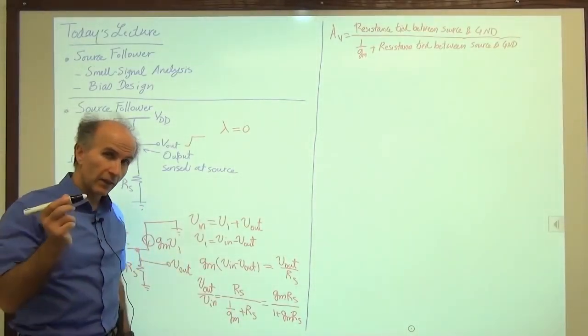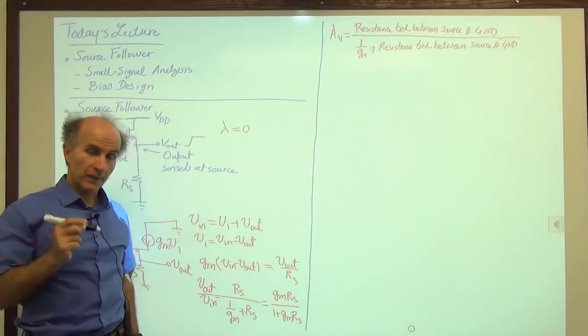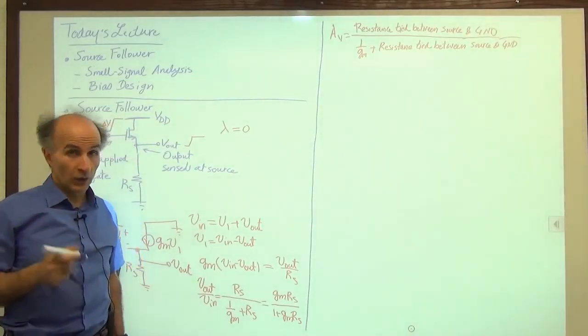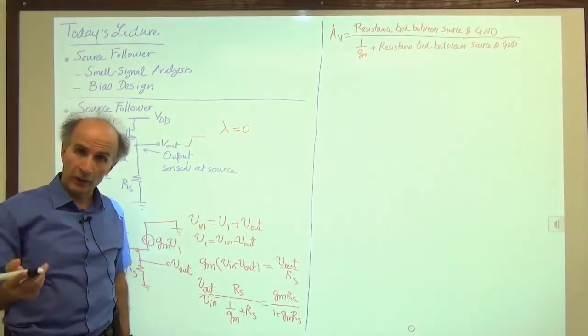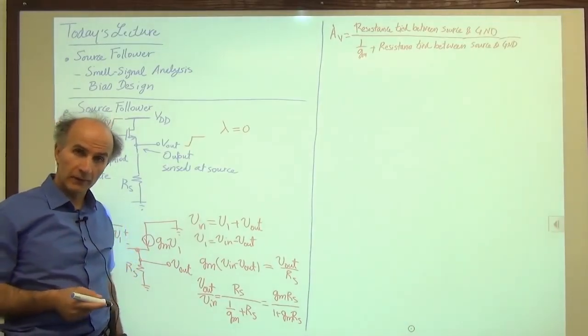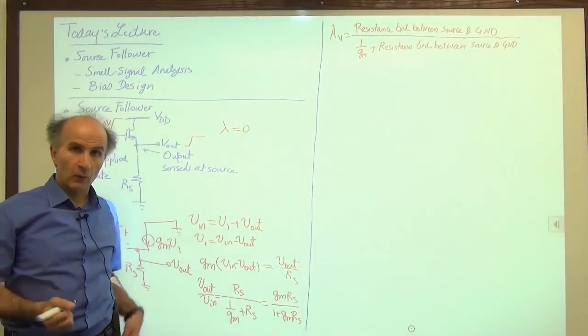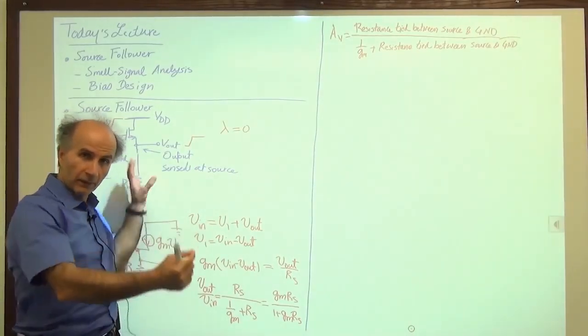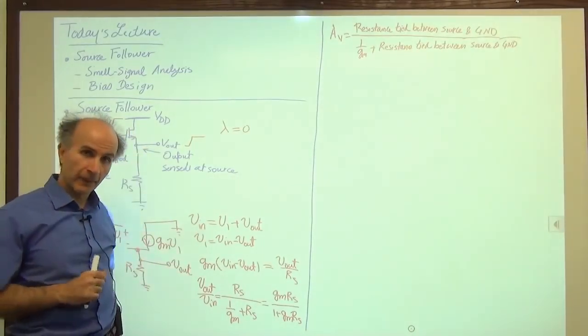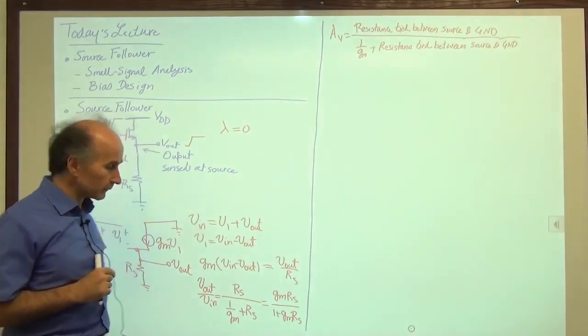So the voltage gain of a source follower is always less than 1, which begs the question, why do we want to use a source follower? It seems that a circuit with a gain of less than 1 would not be very useful. Why don't we just use a piece of wire instead of this whole circuit here? So we'll get there in a minute.